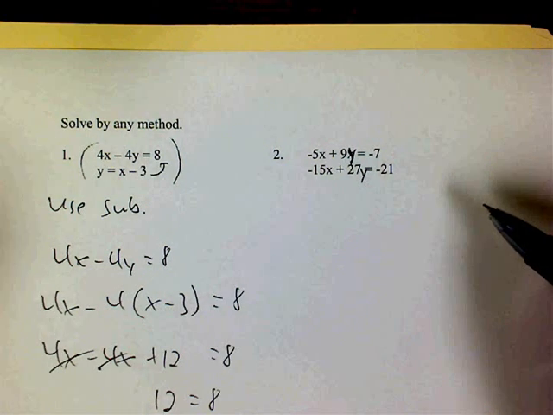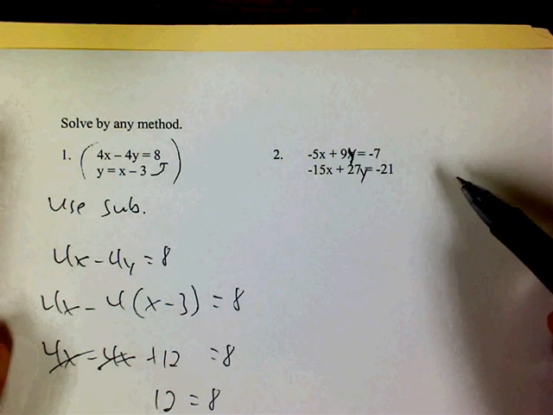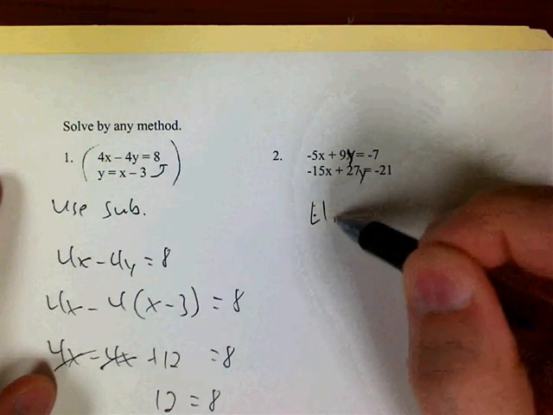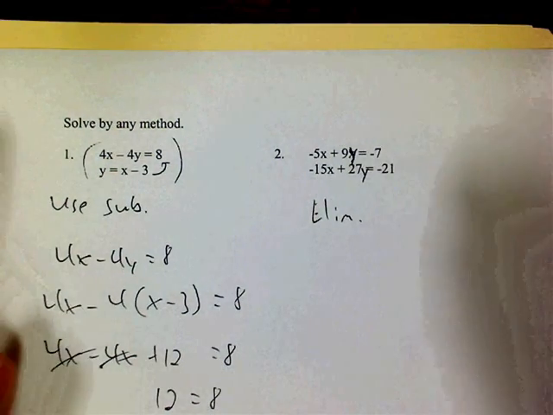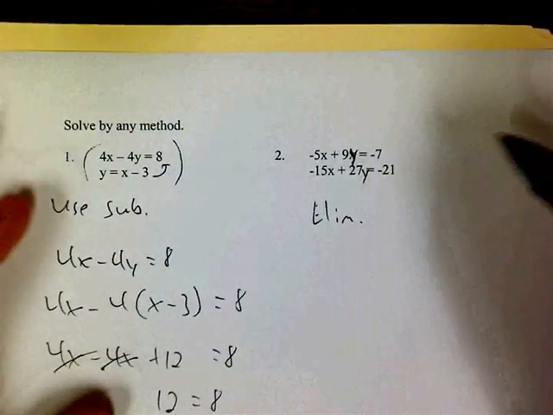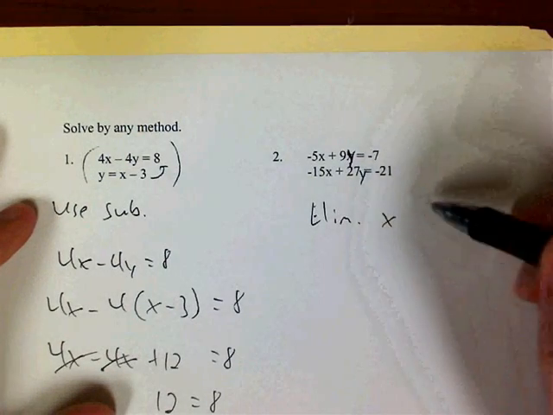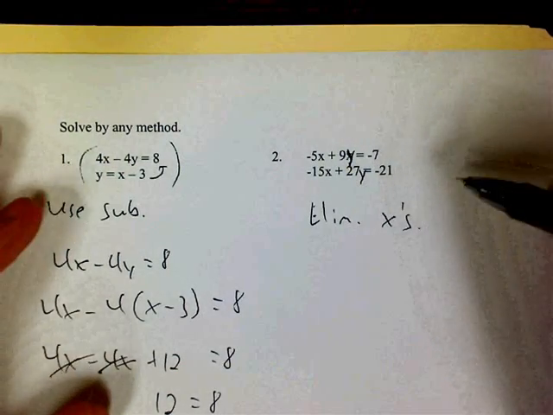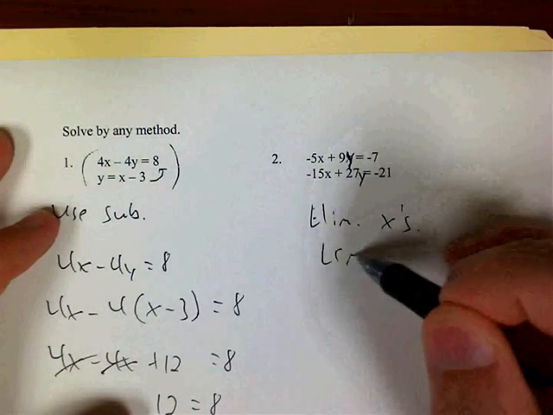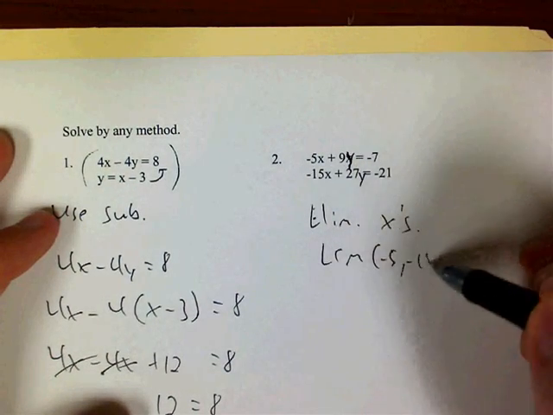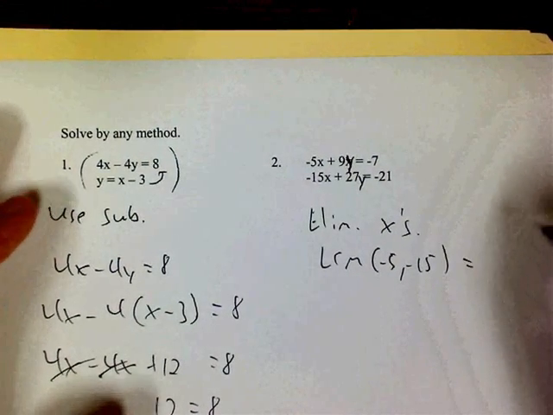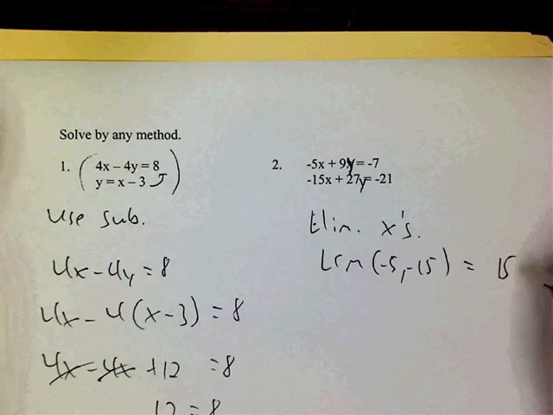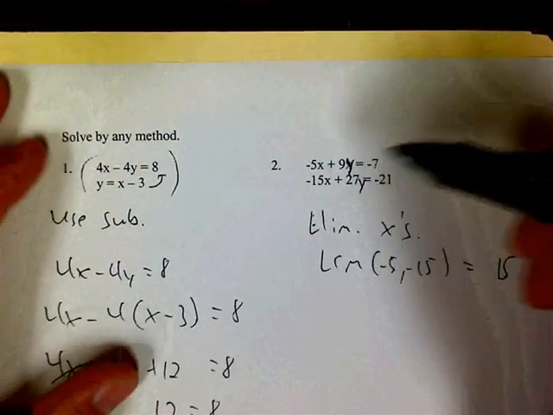I want to use elimination or the addition method. Either way, either name is fine. So we're going to use elimination. Now I choose to eliminate the x's first because I think they're easier. It doesn't matter though. Now if I eliminate the x's, I need to find the LCM of negative 5 and negative 15, which is 15. I'm not worried about the signs as of now. Well, one of these is already a 15. In fact, it's a negative 15.